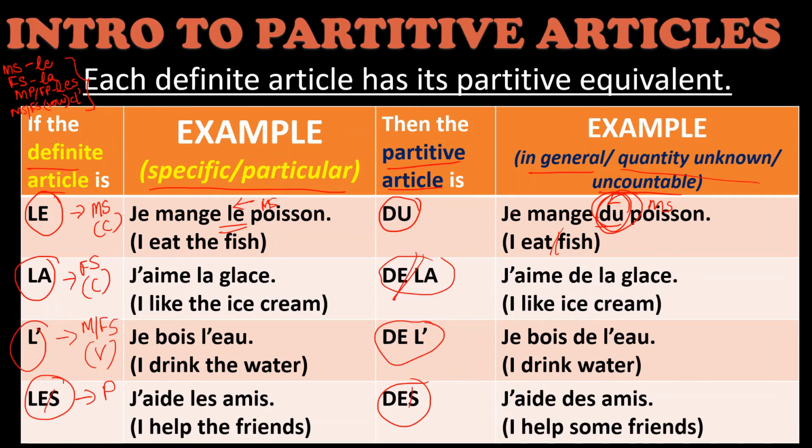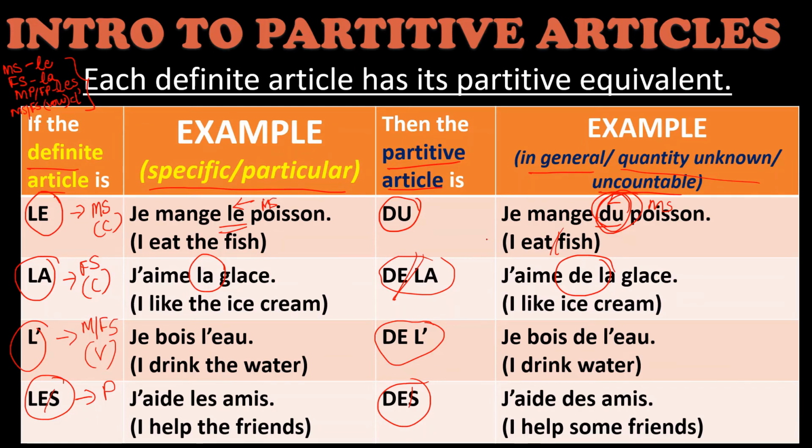Okay, then j'aime la glace. The corresponding partitive version of it would be la has to become de la in the partitive. So j'aime la glace is I like the ice cream. Okay, you have your ice cream in your hand and you're saying I like this ice cream and this ice cream only. But that is what happens when you use the definite article. You're being definite. You're defining what you're talking about.